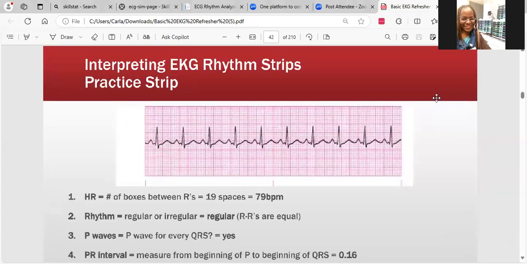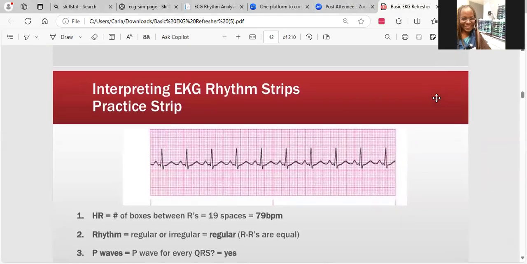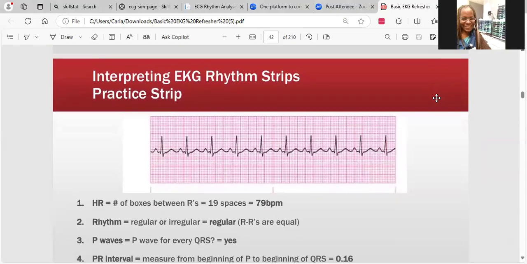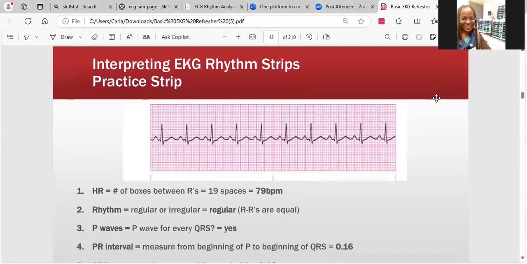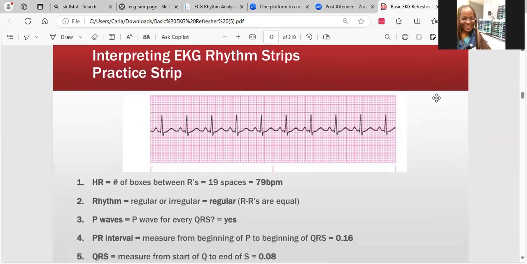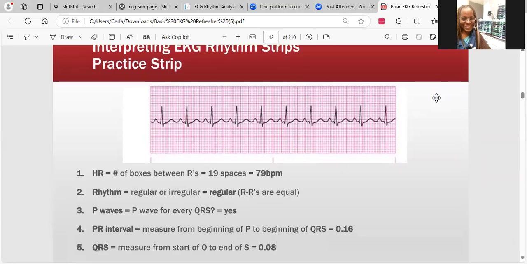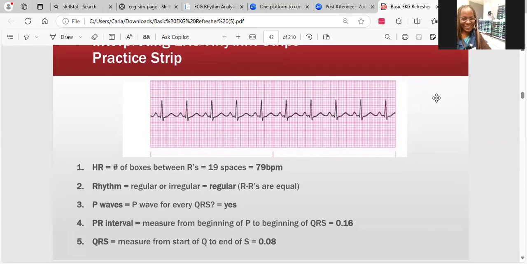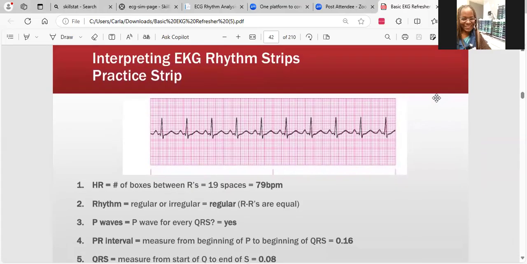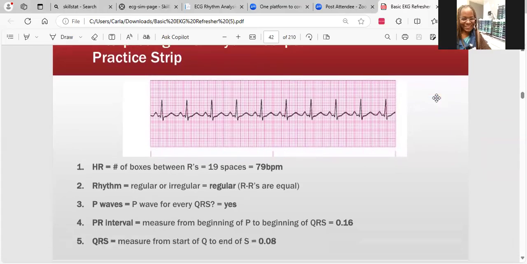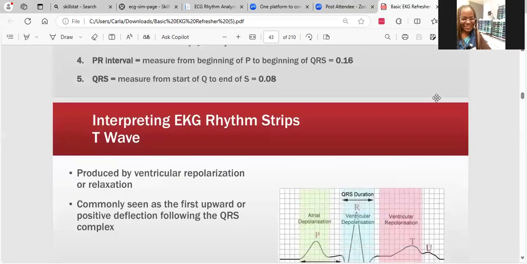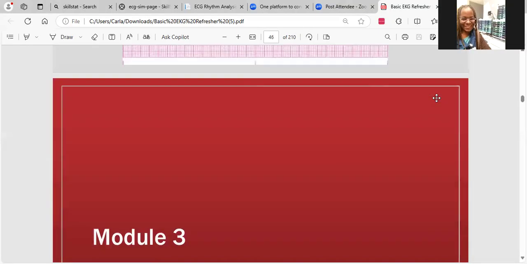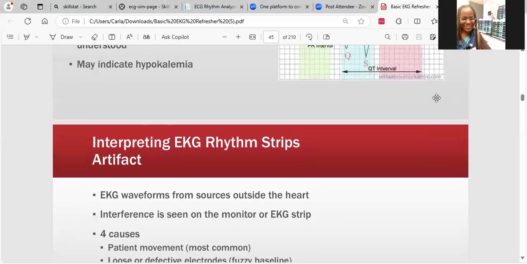So when we're looking at this strip, the heart rate R to R is 19. That's 79 beats per minute. It is regular because the R to R's are equal. There's a P wave for every QRS complex. You haven't gotten to the PR interval, but I'll talk about that later. And the QRS complexes are normal and regular. So this would be normal sinus rhythm. So we're going to go to our next rhythm that we have here.